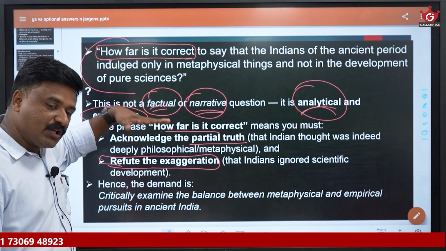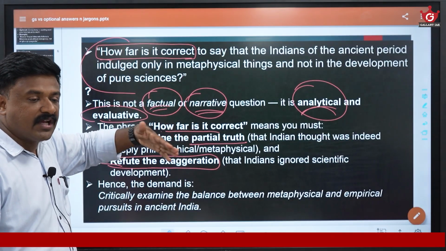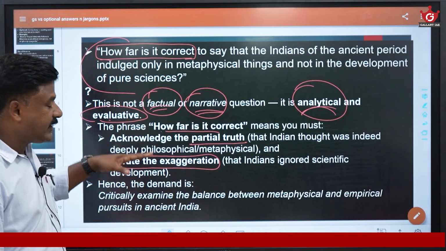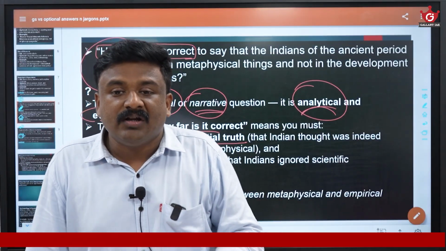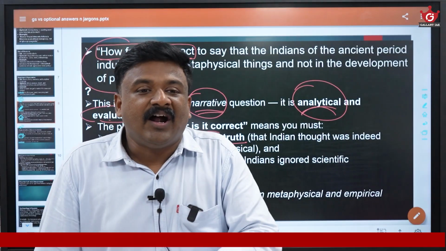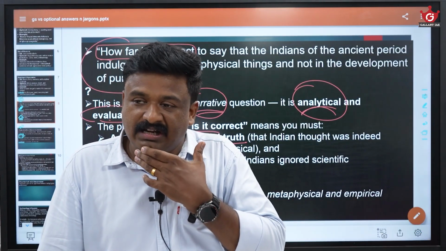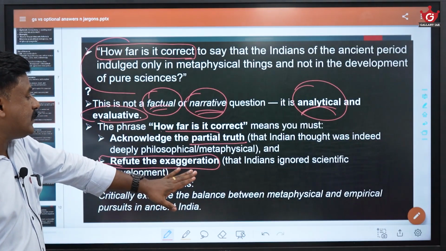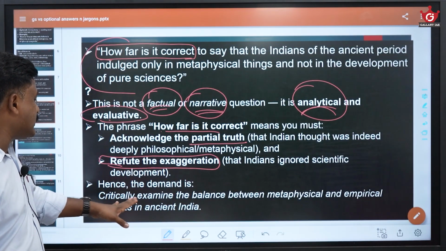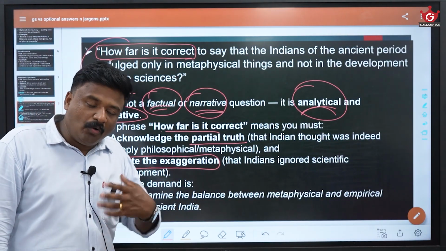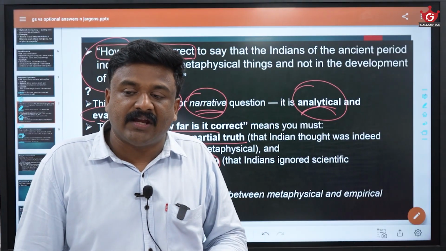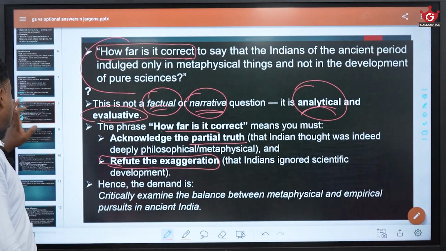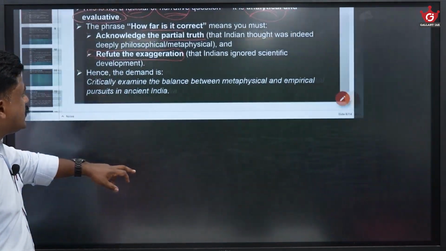To what extent Indians were engaged deeply in metaphysical thinking or philosophical thinking and thought, etc. In the same way, we have to say that even though they were engaged in philosophical, metaphysical inquiries, they were not unscientific. They were not illogical. We have scientific discoveries also. So examine the balance between metaphysical and empirical pursuits in ancient India. How Indians engaged in metaphysical, philosophical thinking along with these scientific inquiries. We have to critically analyze this statement.